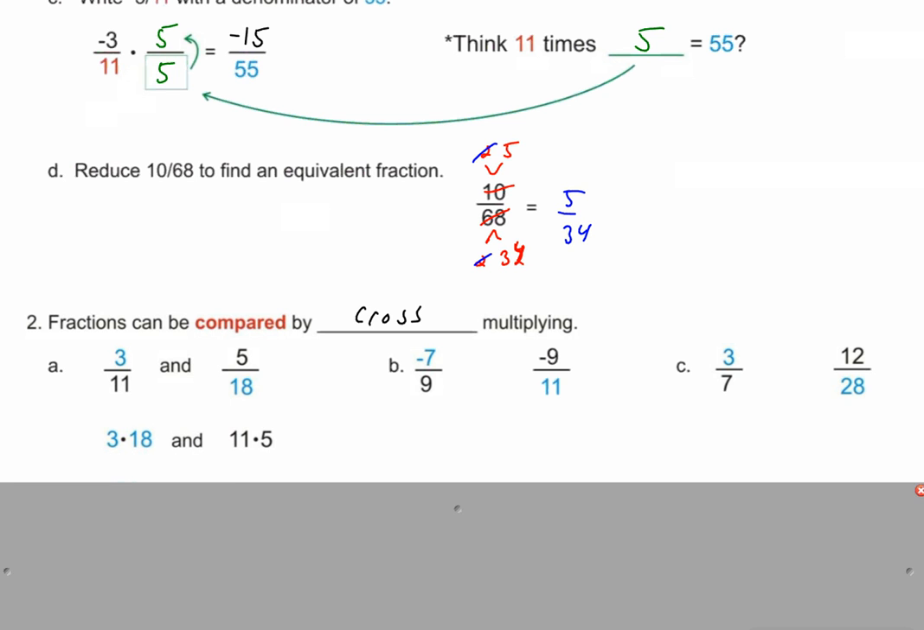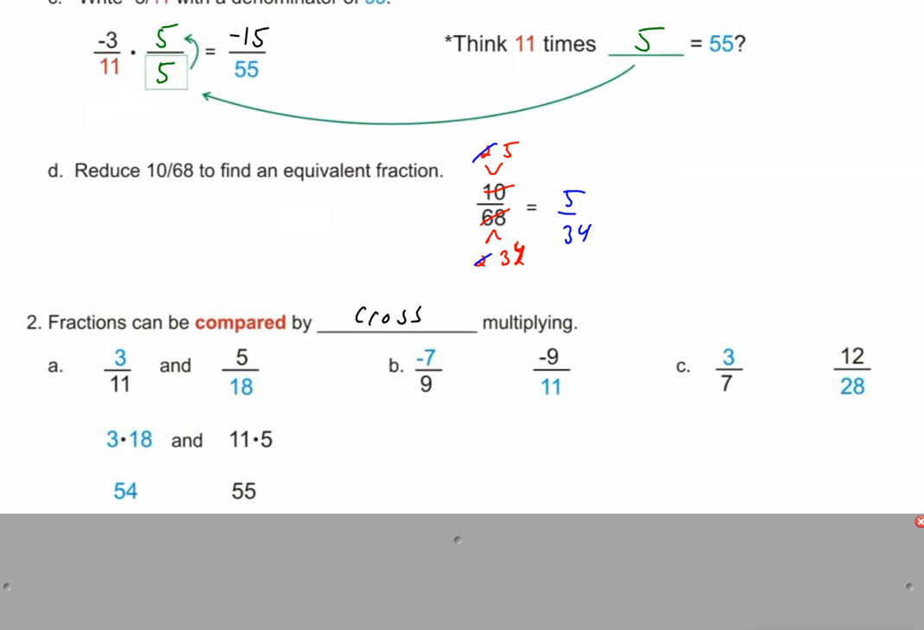All right, so let's cross multiply these. You end up with 54, correct, on the left and 55 on the right. And guess what?